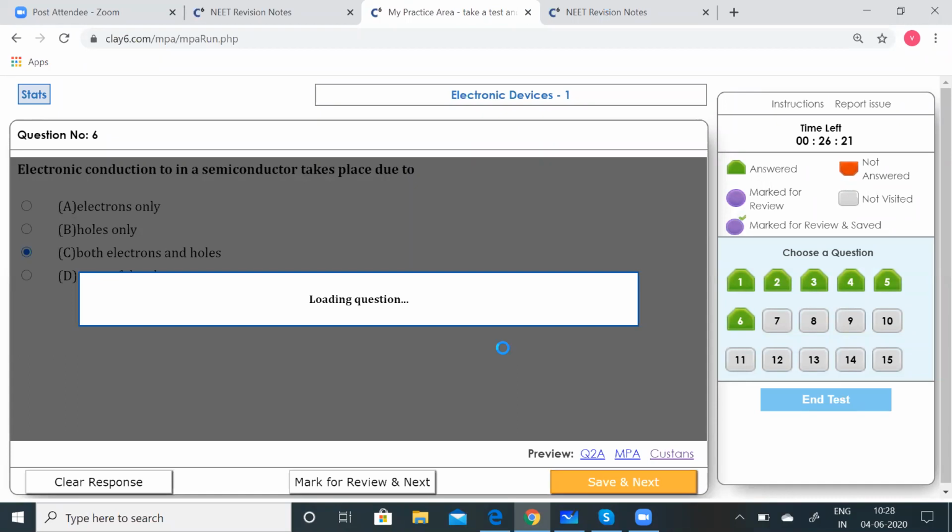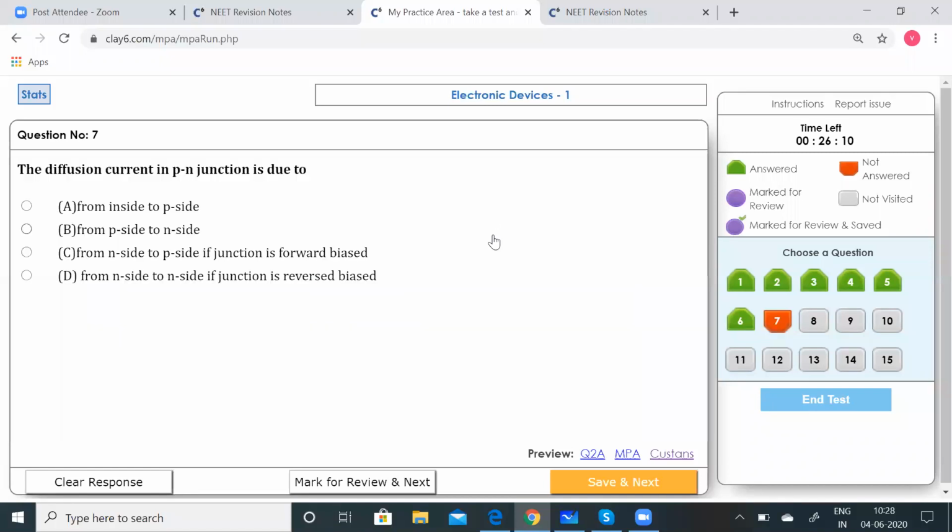And the sixth one. Sixth one. Yeah, the seventh one now. Yeah, sixth we finished. Seventh one.